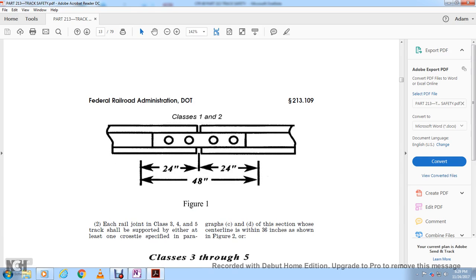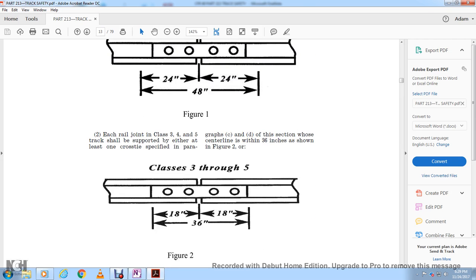For each railroad joint in class 3 and 4 track, it shall be supported by at least one cross tie specified in paragraphs B, C, and D whose center line is within 36 inches, as shown in figure 2. Alright, this shows class 3 and 4, 18 inches from the center line of the rail joint, on both sides, and 36 inches.